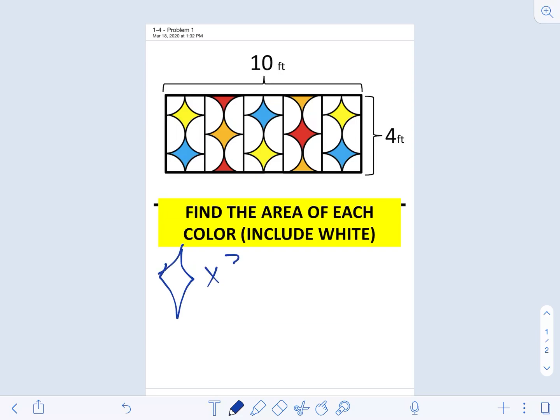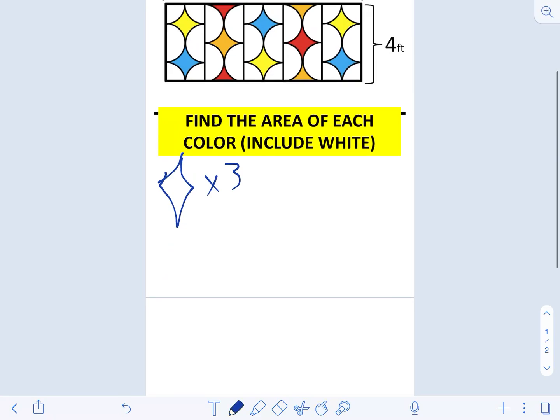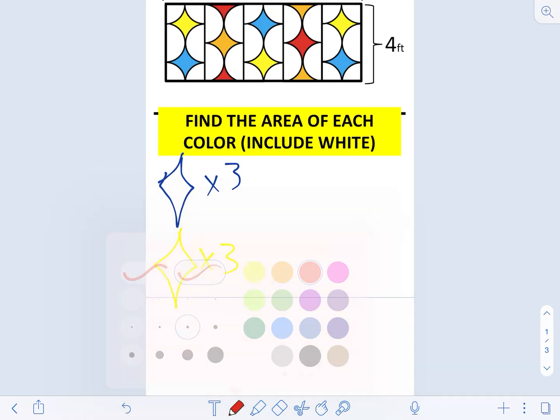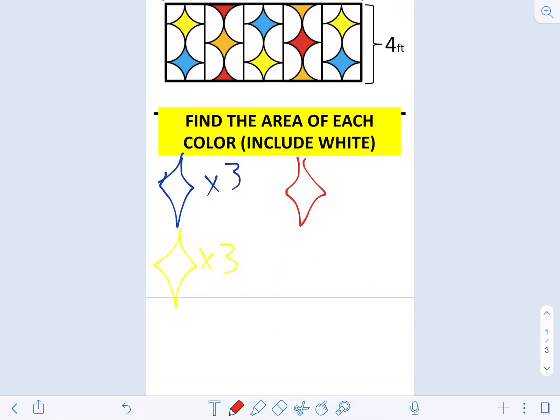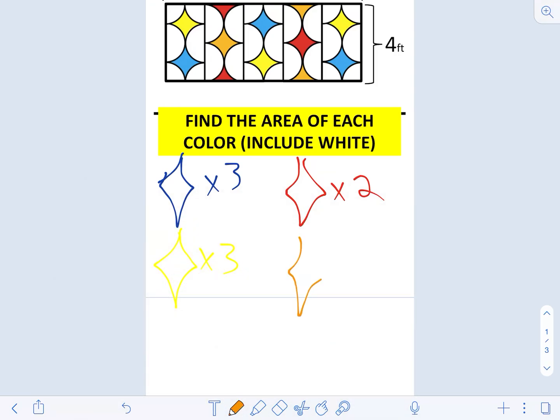But really, if you look at the blue stars, we got 3 of those. If you look at the yellow stars, we got 3 of those. If you look at the red, like the whole in the 2 halves, you got 2 of those. And what color's left? Orange. You have 2 of the orange stars.